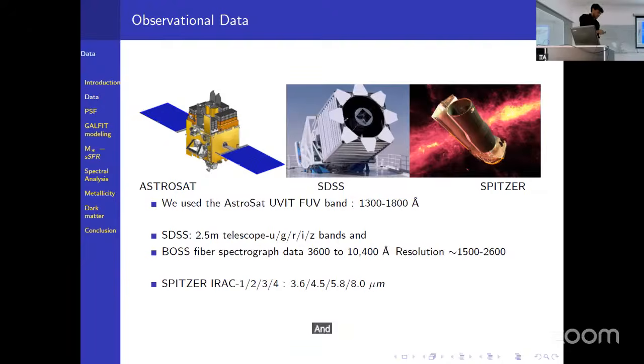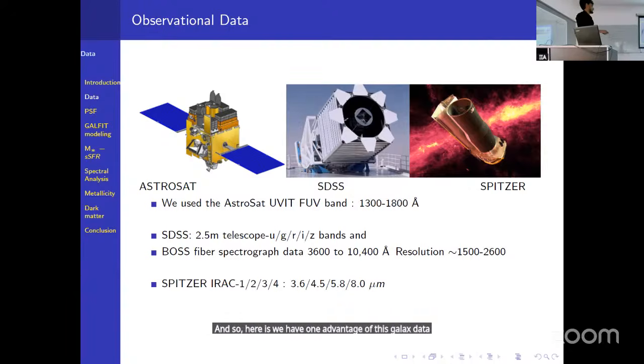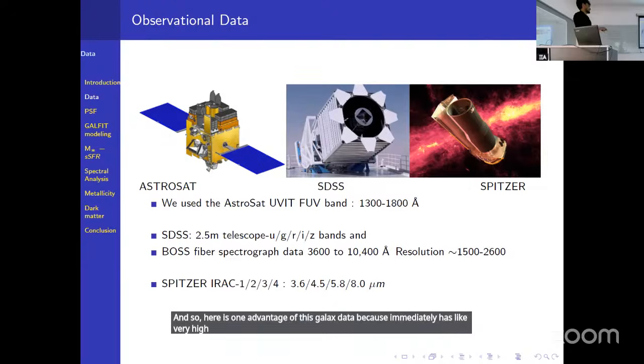And so here we have one advantage over the GALEX data, okay? Because UVOT has very high resolution, around 1.67 arc-second, compared to the 5 arc-second PSF of GALEX.